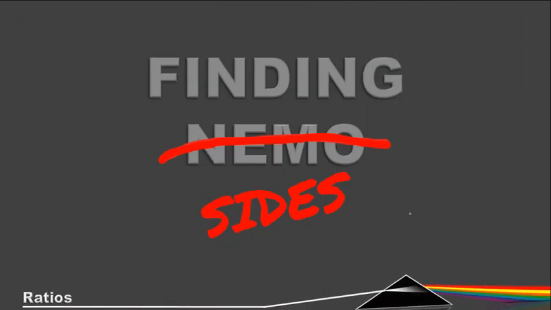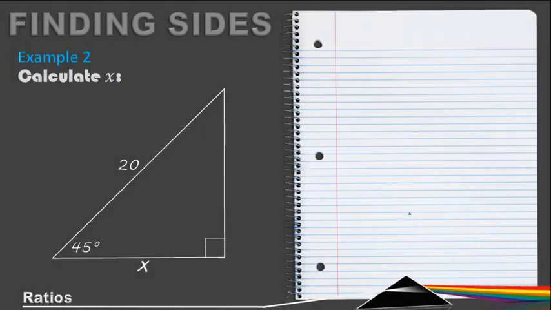Now in calculating sides or finding sides, we have example 2, and it says calculate x. So if we're working from this angle, then the side x is going to be our adjacent side, and then over here the side that's 20 is across from the right angle, so that is the hypotenuse.